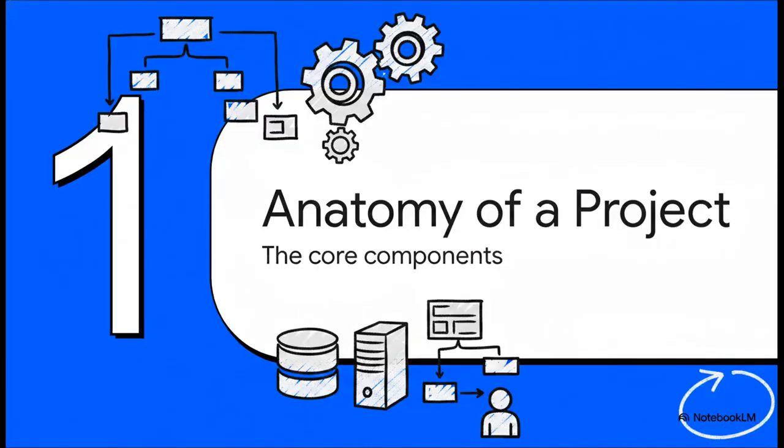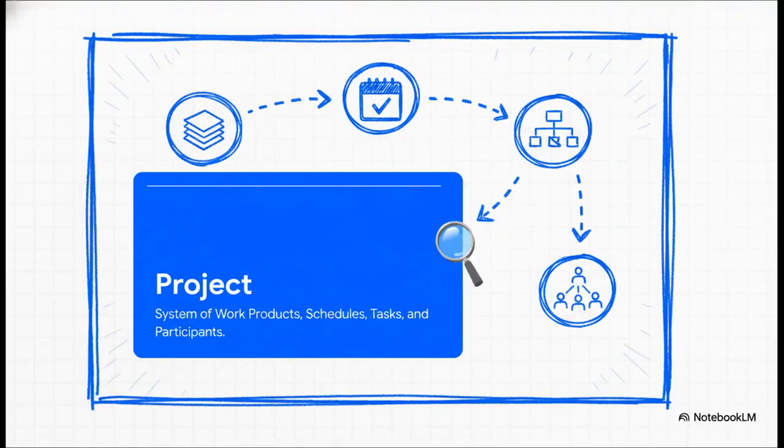All right, kicking things off with Section 1, Anatomy of a Project. If we strip away all those overused corporate buzzwords, what exactly is a project at its core? Well, in our context, it's a comprehensive system made up of 4 distinct, totally irreplaceable elements. You have work products, schedules, tasks, and participants. Without all 4 of those working together, you don't actually have a project, you just have an idea.